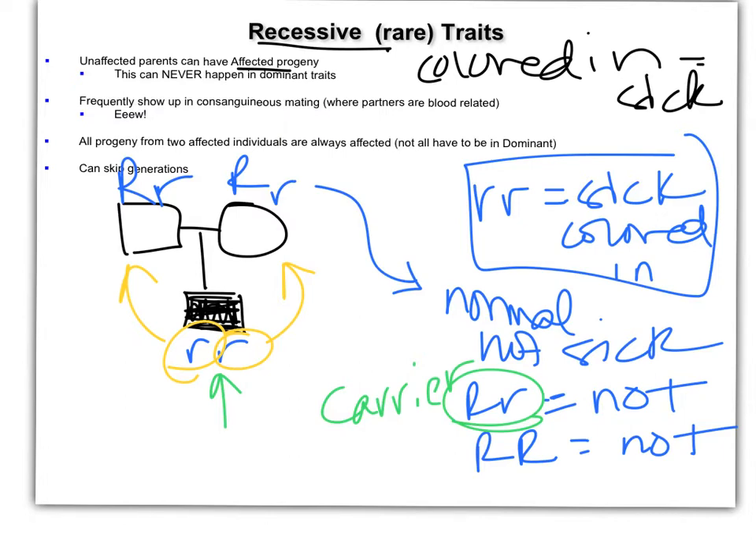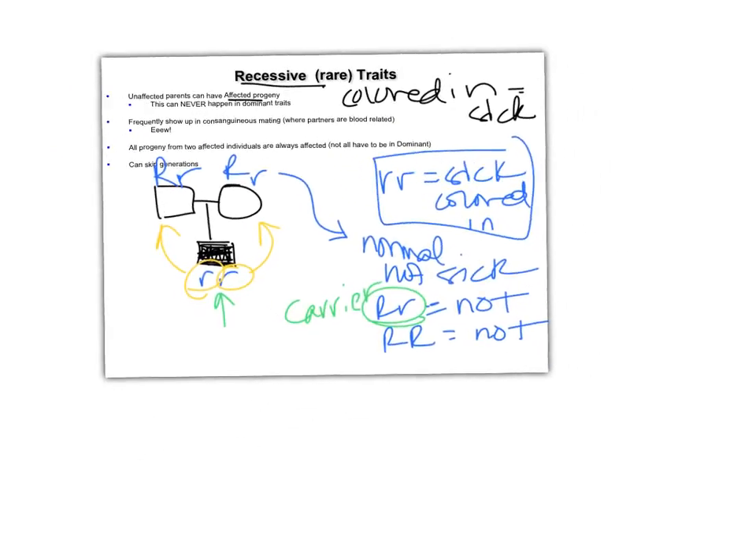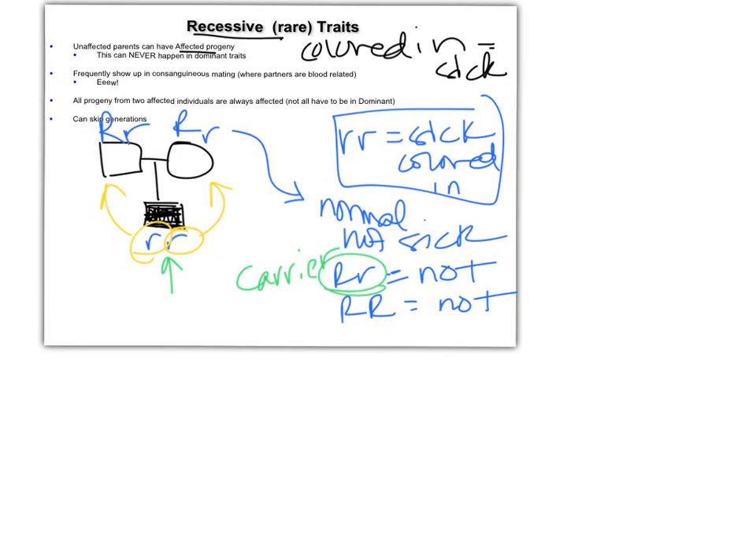I wrote too big because I have other stuff I need to put on here, so I'm going to make this even smaller. Right there. Okay, what's the next one? Frequently show up in consanguineous matings. We know that. All progeny from two affected individuals. So that means mom and dad are sick. Offspring must be affected. Why?